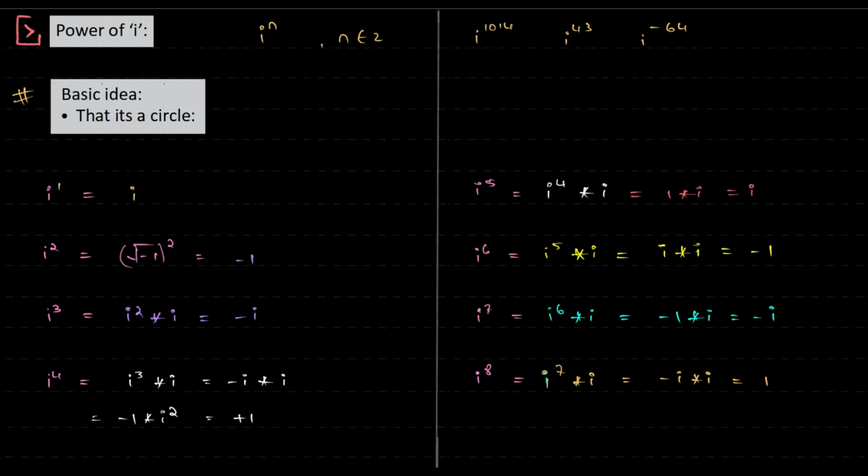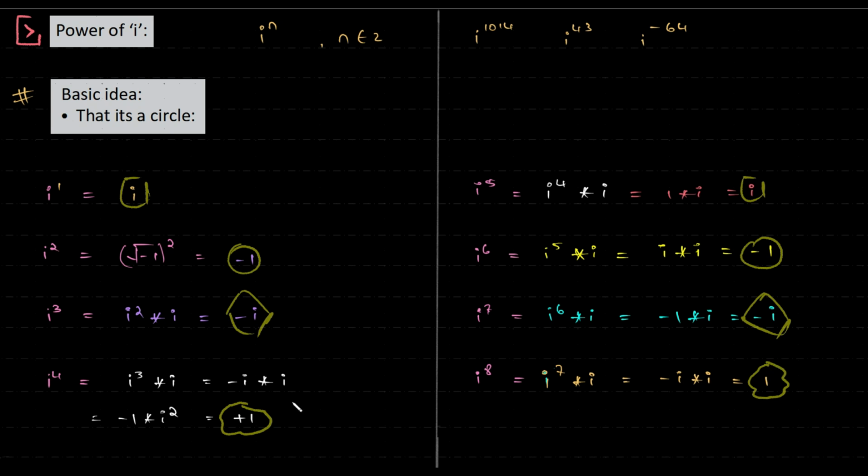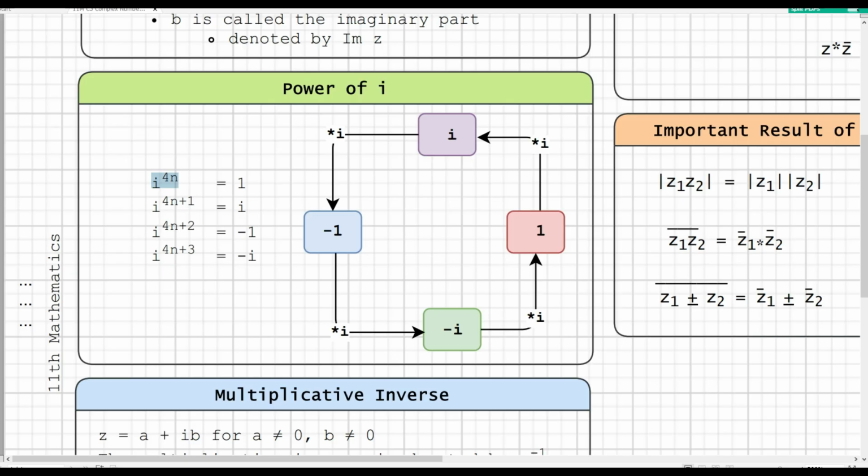If you guys have made this observation, it's good. If not, it's okay. Let's see what it is that I'm talking about. See, the first result over here and the first result over here matches. Second and the second one matches. Third and the third one over here matches. Fourth and the fourth one over here matches. So the pattern what I'm talking about is this. If I multiply i with i, I'll get minus 1. And when I multiply minus 1 with i, I'll get minus i, and minus i into i will give me 1, and 1 into i is i. So this keeps on going.